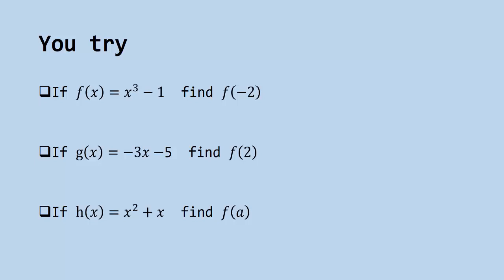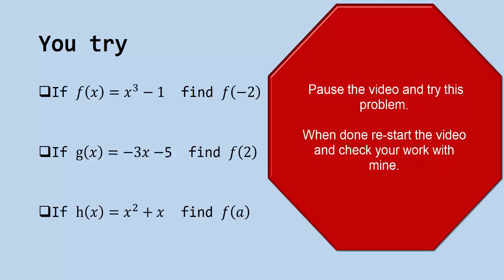Now you're going to try. I have 3 functions here, 3 separate different functions. And you're going to find f of negative 2 in the first, f of 2 in the second, and f of a in the third. So pause the video, try these examples out, and when you're finished, restart the video, and you can check your answers along with mine.